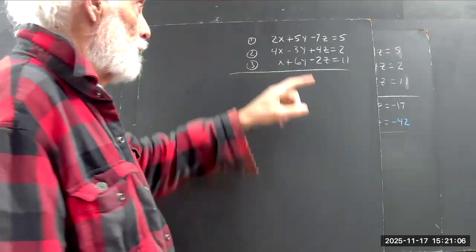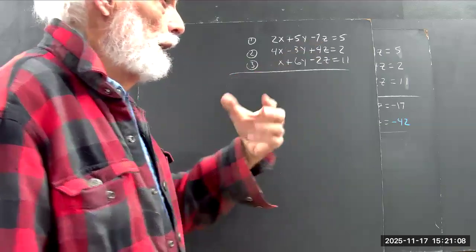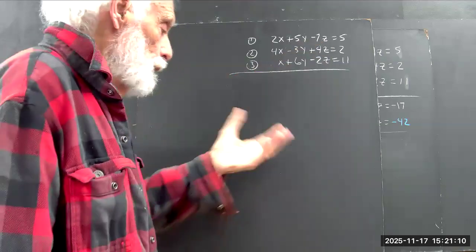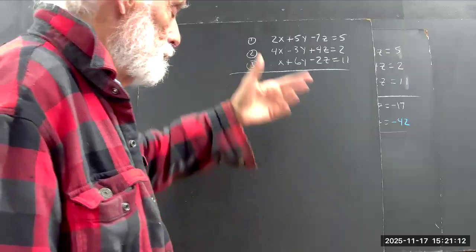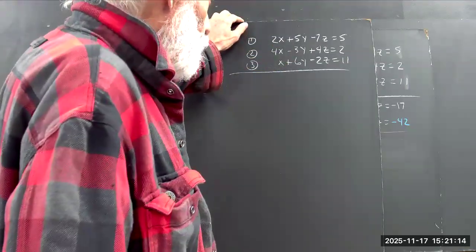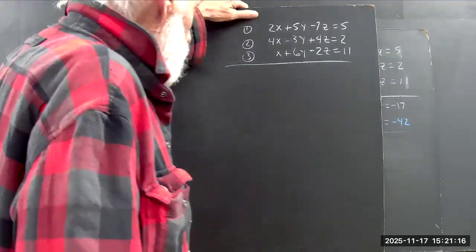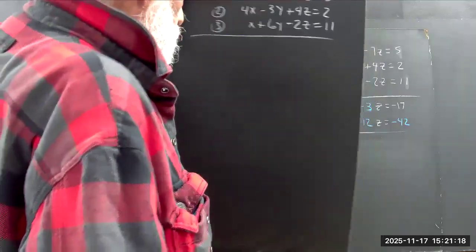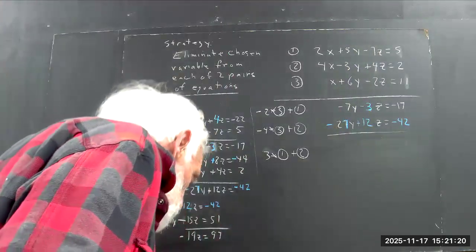That will leave us two equations in y and z, and we already know how to solve two equations in two unknowns. So let's just look at the details. I've already worked out the details.